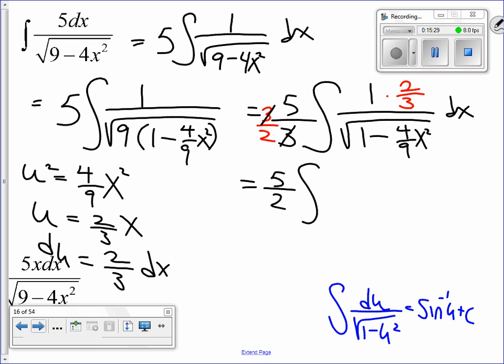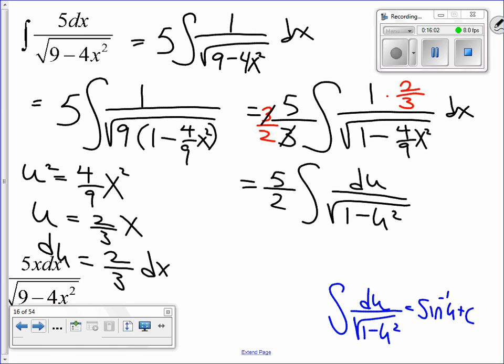Okay, now we're going to rewrite this. Say it again. Du, the 2/3 dx, that's just equal to du. Okay. Square root of 1 minus u squared, because it's the square root of 1 minus u squared. So it's the square root of 1 minus u squared. And hopefully, once you've converted it over to u's and du's, you know what to do.